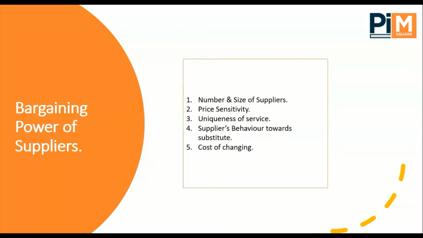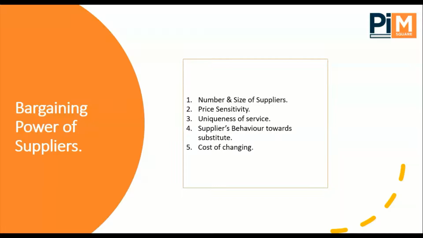Number and size of your suppliers, price sensitivity, uniqueness of the service, suppliers' behavior towards the substitute, cost of changing. So how many suppliers you have, what is the size of your supplies, and if your agreed prices go up, what would be the supplier's reaction? If it goes down, what would be his reaction? And what is the uniqueness of the service with your supplier?